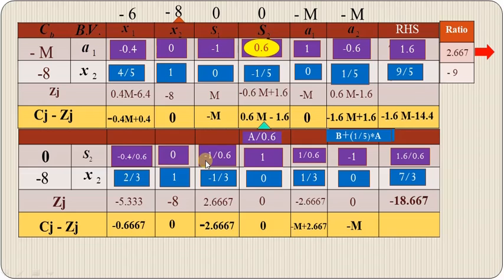So we have to stop. The simplex method terminates when in the last row, Cj minus Zj, there is no positive value, or all values are negative. When all values are negative in the Cj minus Zj, we can stop the iterations and write the optimal solution. Since all Cj minus Zj is less than or equal to 0, you can say the optimal solution is reached.